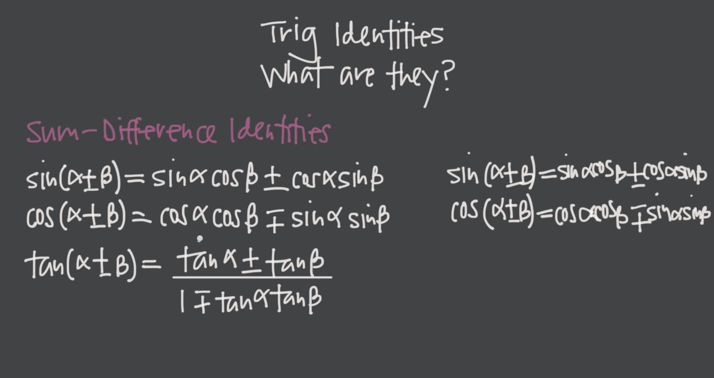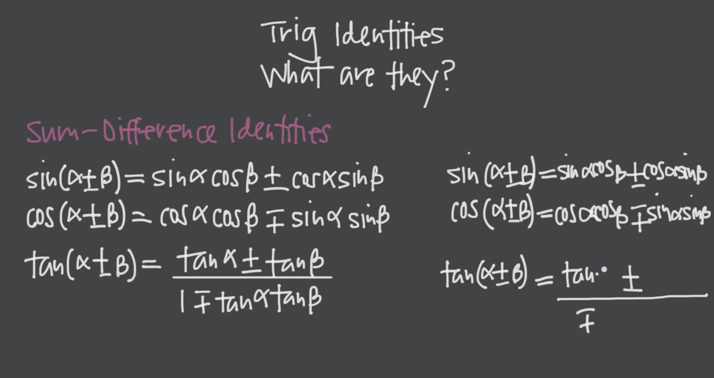And then with tangent, it's just kind of a memorization thing too. I remember that same as these, I have tangent of alpha plus minus beta. And then I know on the right hand side, I'm going to have the same sign on top, which kind of makes sense. Even with this one, it's the same sign on top. And I'm going to have the opposite sign on the bottom. So on the bottom, it's just the opposite. So that kind of makes sense to me.